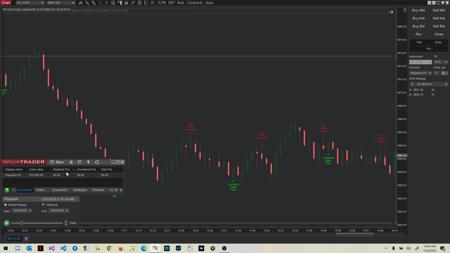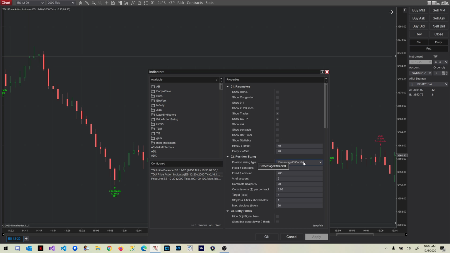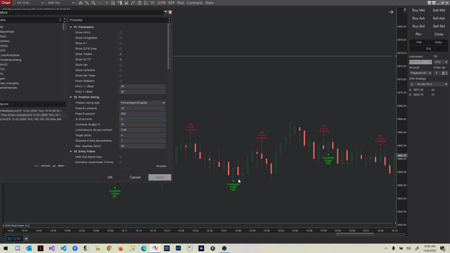You look at your amount. You choose how many percent of your account you want to risk per trade. You put that in right here. You choose, I want to choose a percentage of my capital. You choose your number of percent, and then it will automatically calculate the number of contracts you can trade for every trade.